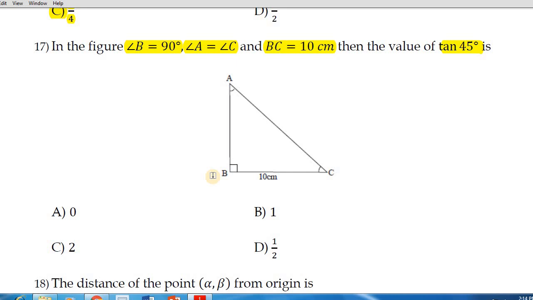Now use the tan ratio. What is the ratio of tan? That is perpendicular by base. So 10 by 10, both get cancelled and we get 1. For what angle of tan do we get 1? That is for tan 45 degree. Hence here the correct option is B.